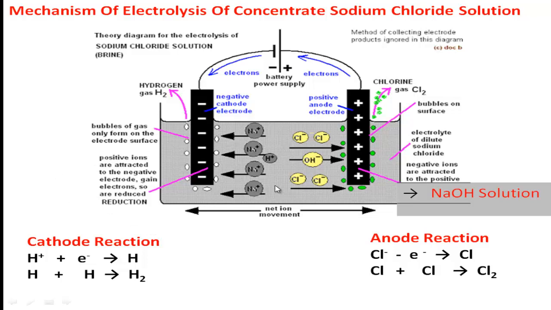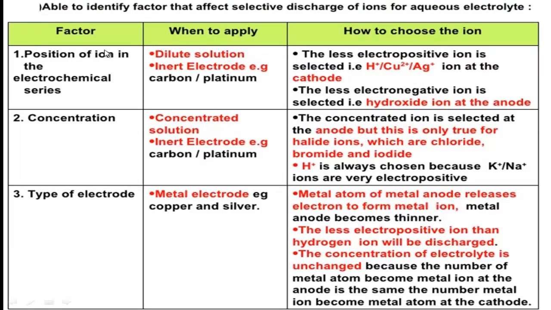So from here we see that when more ions are present, we have to learn which ions are discharged first by accepting or releasing electrons. It actually depends on three factors: position of the ion in the electrochemical series, concentration of the ion, and type of electrode. Depending on these three factors, it will be selected which ion will be discharged first or take part in the redox reaction.